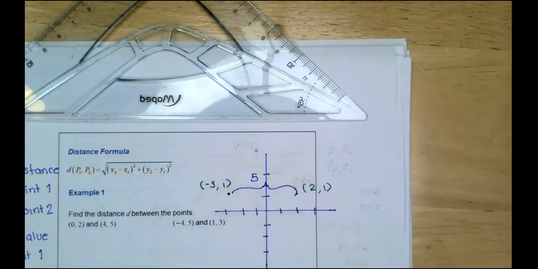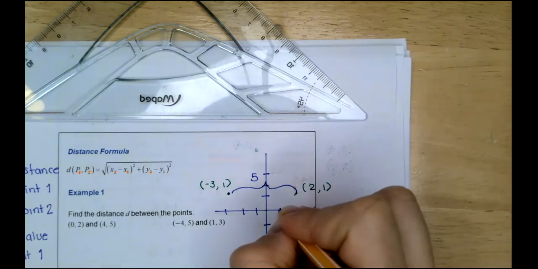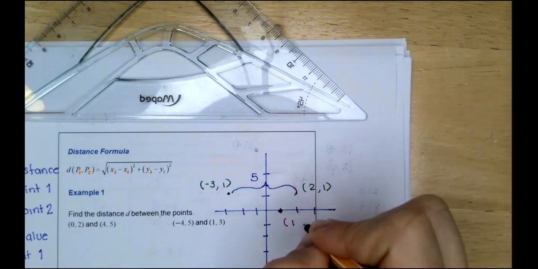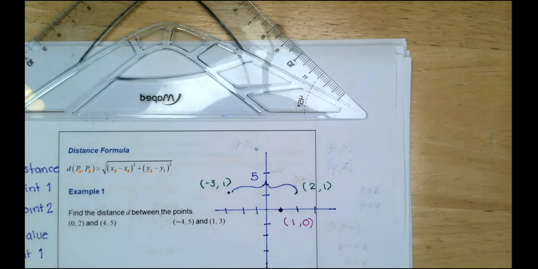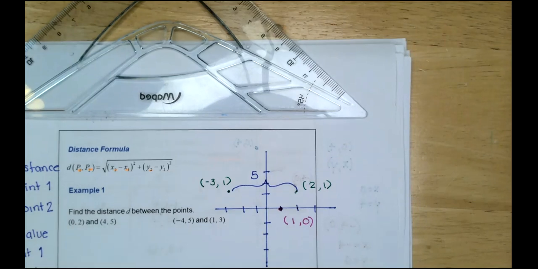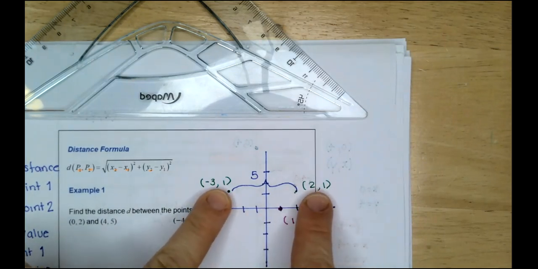We can also measure something that is not a straight line. What if I wanted to know the distance between 2, 1 and 1, 0? Now that's at an angle, it's not going to be as easy for me to count. The distance formula, however, will work no matter what 2 points you work with. If you were to put this into the distance formula, your final answer would be 5.